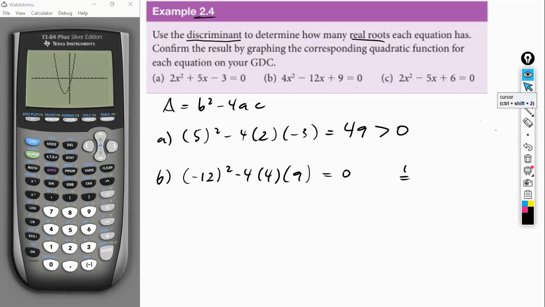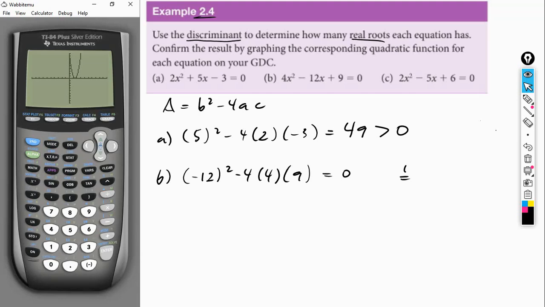So what we do is that we go back to where it says y equals, and let's clear that first equation. So we're going to write 4x squared minus 12x plus 9. And we hit graph. And there you have it. Notice that this particular graph intersects the x-axis. Actually, it's tangent to the x-axis at one single point. Therefore, it has one real solution.